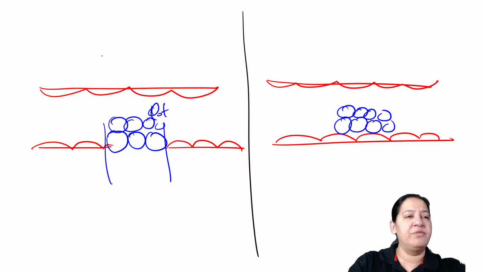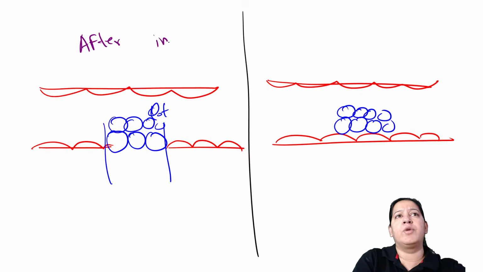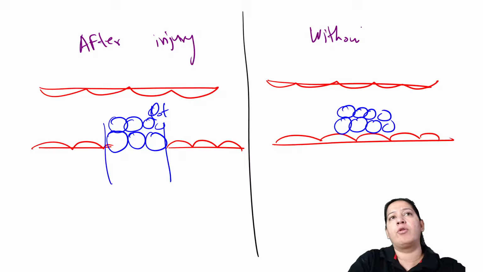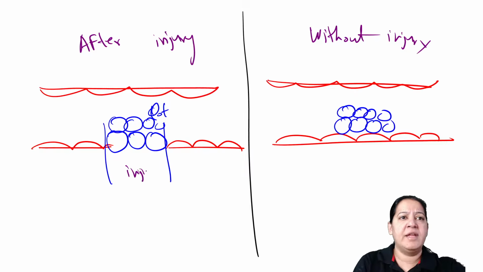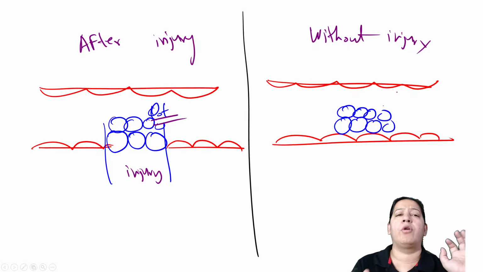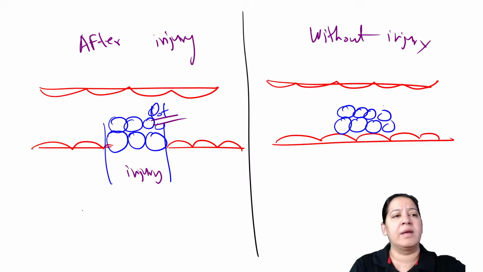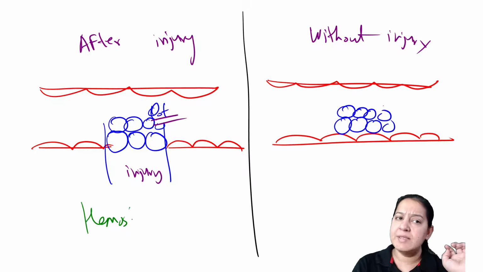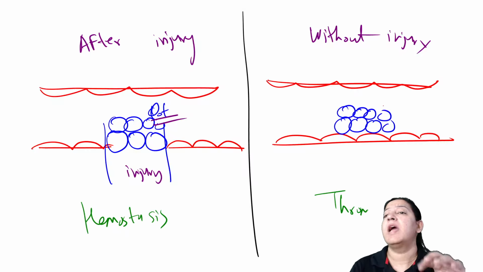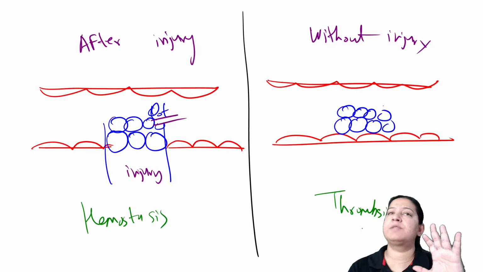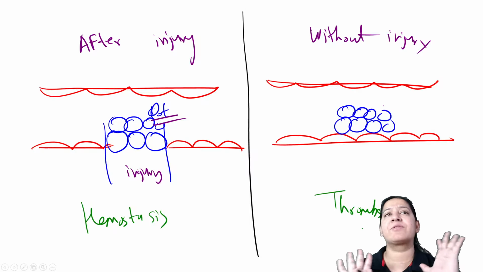Here it occurs after injury. The clot is formed after injury. Here the clot is formed without injury. Can you see? Here there is an injury and here there is no injury. So this is the clot. We can see the clot formation. So the first one is hemostasis and it is useful. It is physiological. And this one is thrombosis. It is harmful and it is pathological. I hope now the concept is crystal clear to you.